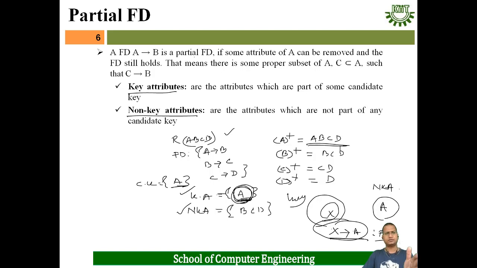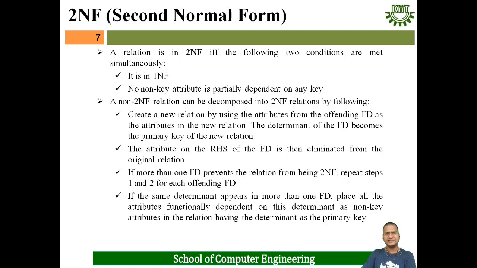Then in this slide we know what is partial dependency, part of the key determining a non-key attribute, that is known as partial dependency. Now we'll see second normal form. What is second normal form?